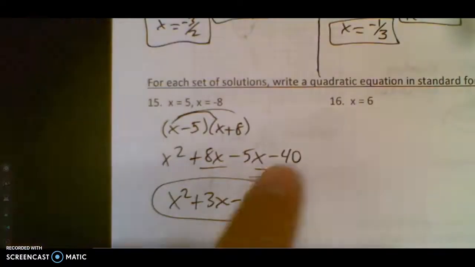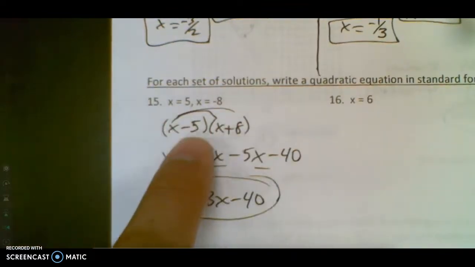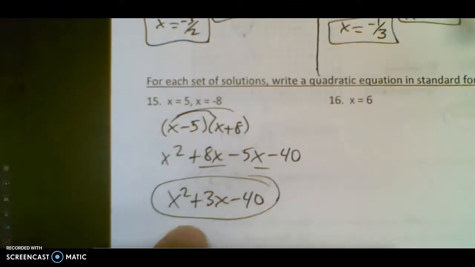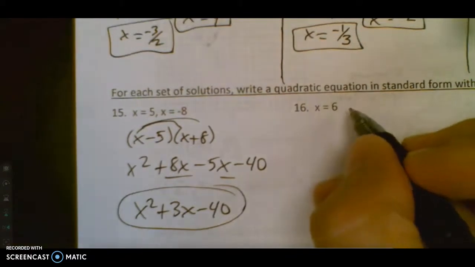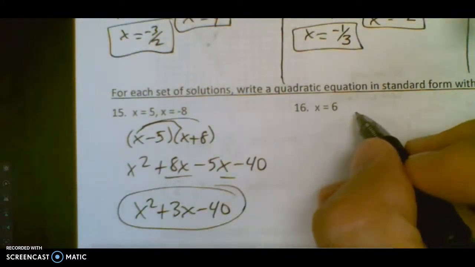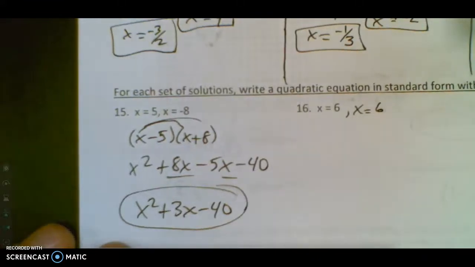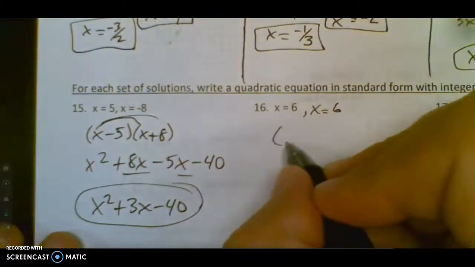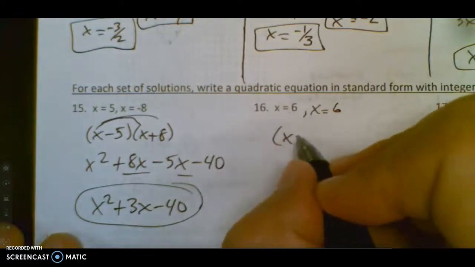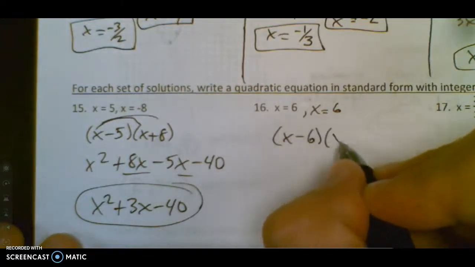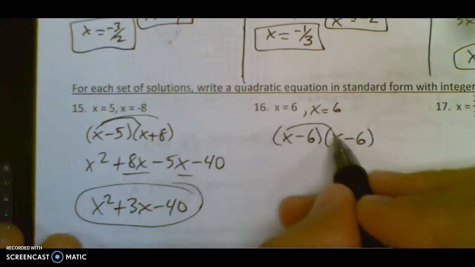Alright, so this chunk is working backwards. You start with the answers and you make factors and you FOIL them out. So this one's a little sneaky. I should have written double root on here, because the only way you can have one answer for a quadratic is if you actually have it twice. It's where the graph hits just in a weird spot. So if the answer is x equals 6, the factor is x minus 6. And you just FOIL it out.